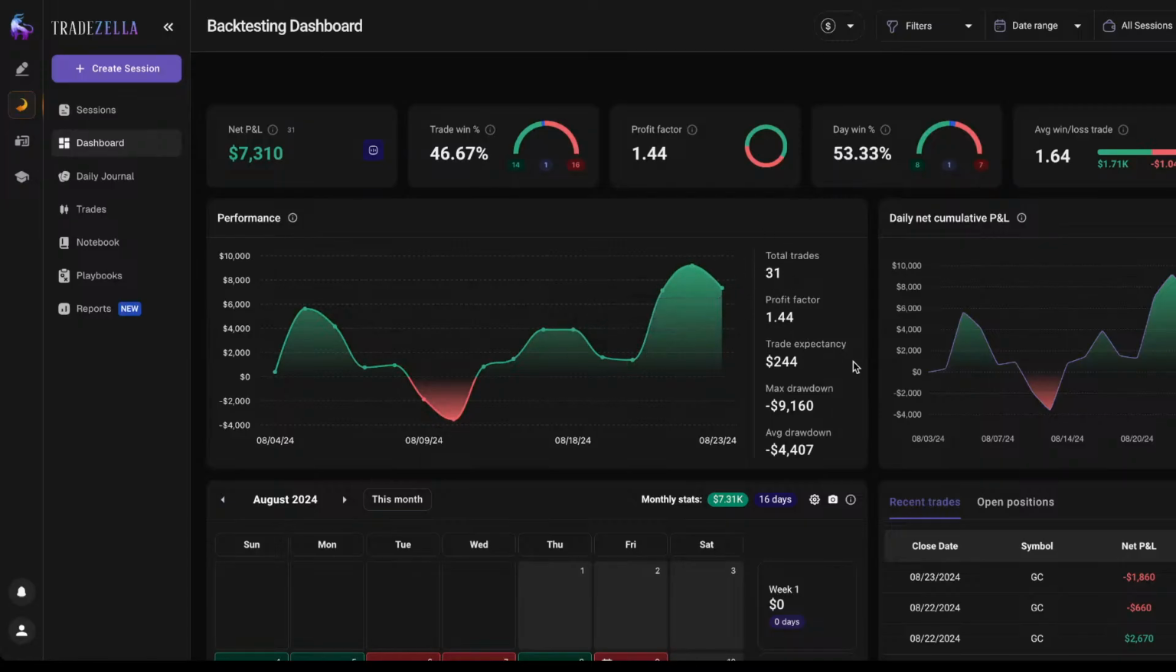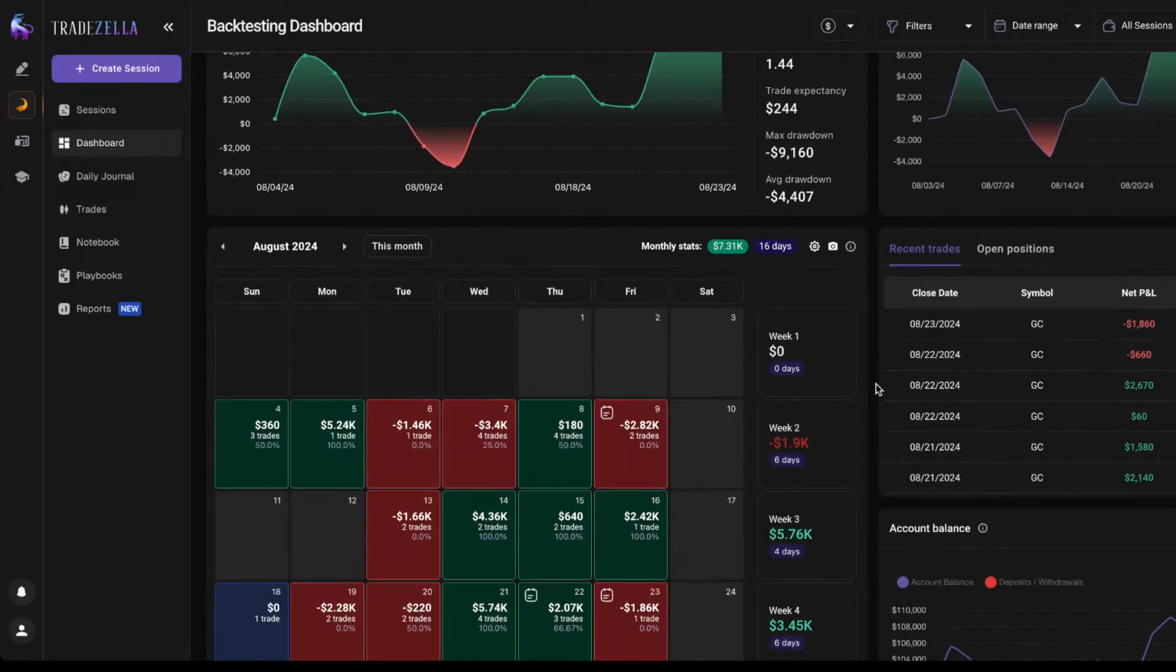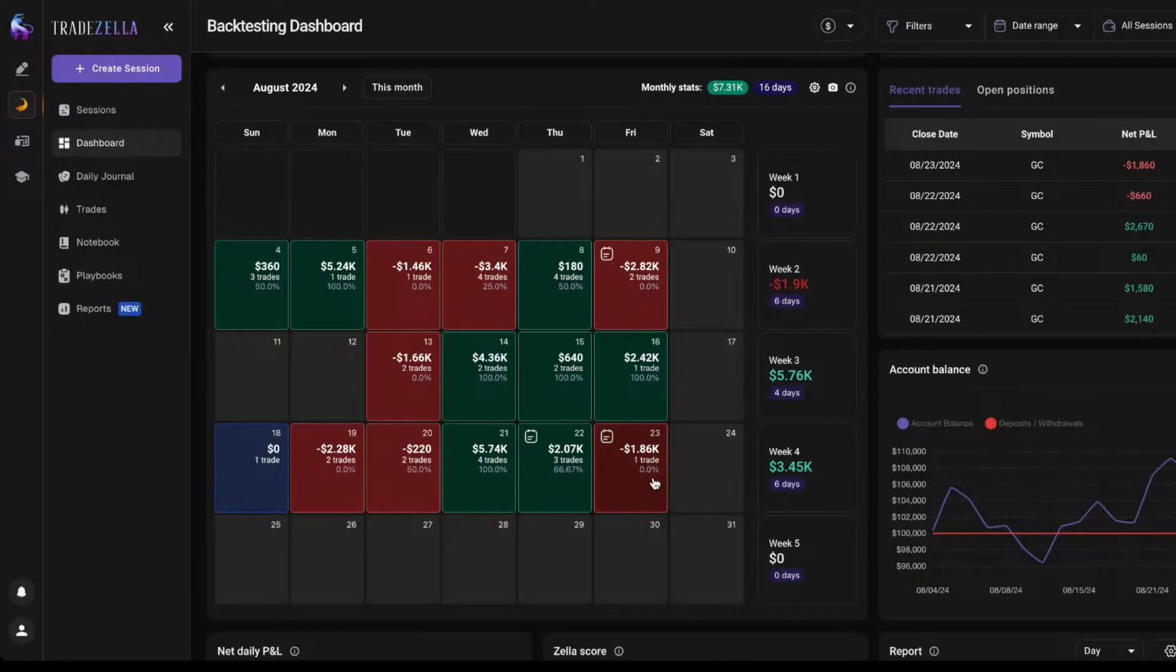31 trades total. Our trade expectancy went down. We were above 300. It's 244 now. That's kind of a number I'm looking at too. If my trade expectancy is like $240 and we were up $800 in that last trade and didn't take profit, well, no wonder we let $800 profit turn into a $2,000 loss.